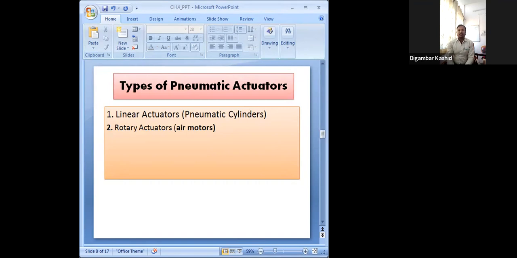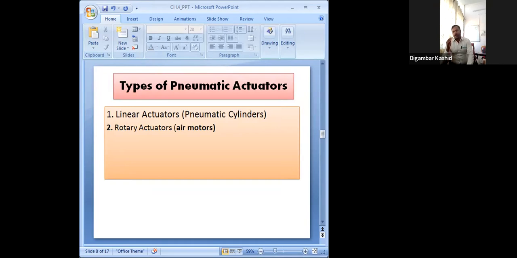Linear actuator means the actuator produces linear motion. The second is the rotary actuator, also called an air motor. Here the actuator produces rotary motion. In the hydraulic section, such a rotary actuator was called a hydraulic motor, and here it is called an air motor.